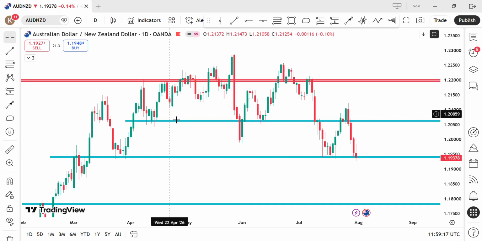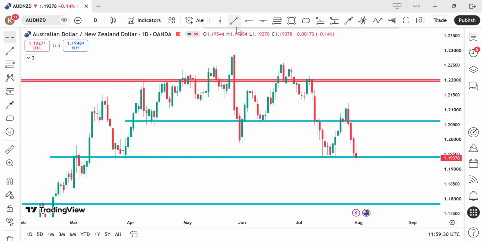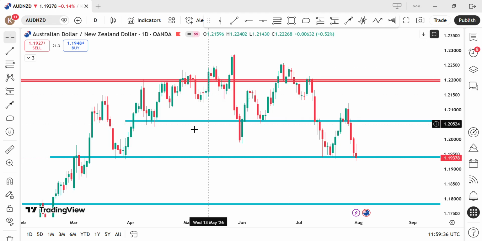Now we could see that this is a major resistance level because price came to this level and reversed drastically, not just a bounce, a major reversal. And price came to this level again, it rejected drastically, not a bounce, a major reversal. And guess what, there's also a daily time frame.